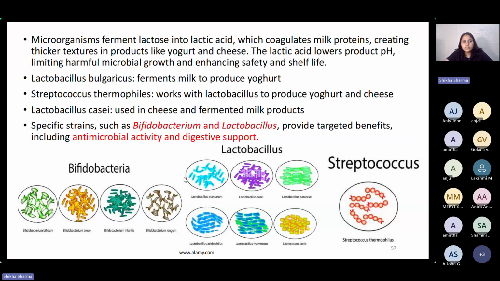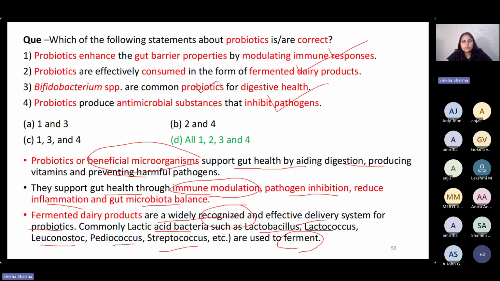So we can see here we have the different classes of bacteria, like Lactobacillus, Streptococcus, Bifidobacterium. These are the strains which are the probiotic strains. They provide targeted benefits like antimicrobial activity and digestive support to humans. This statement is also correct, that Bifidobacterium species are common probiotics for digestive health.